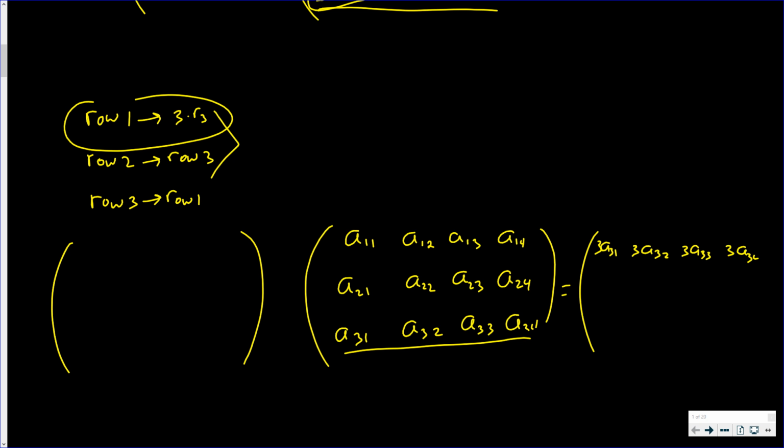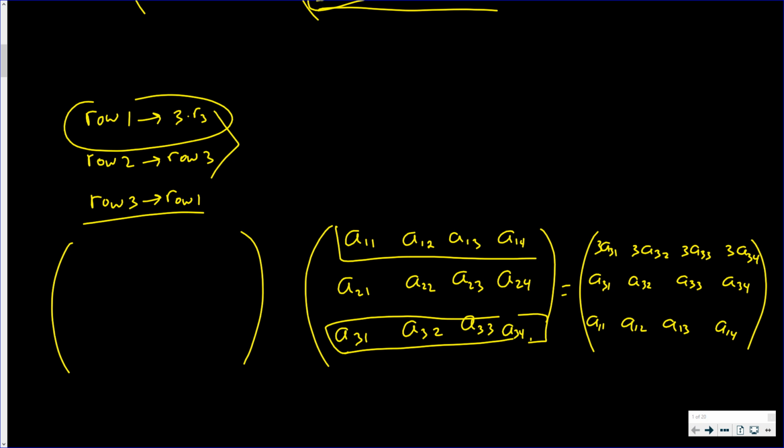And row 2 is supposed to become row 3. Okay, well, this here is row 3. That is row 3. And we want that to become row 2. Okay, A31, A32, A33, and A34. And row 3, we want it to be row 1. Okay, A11, A12, A13, A14. This is what we want.